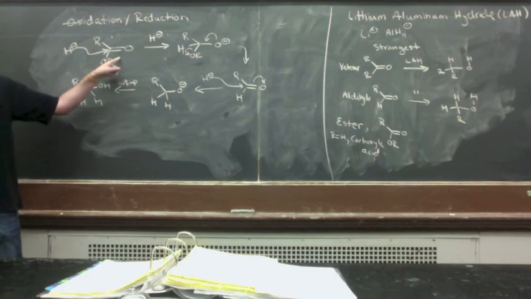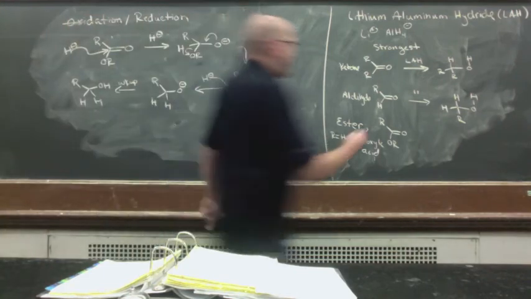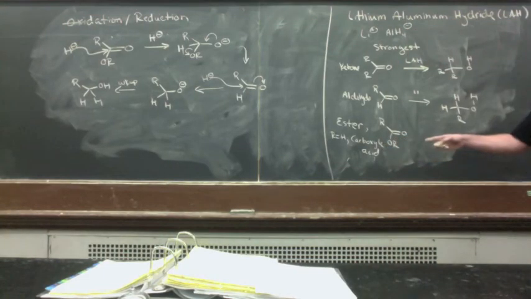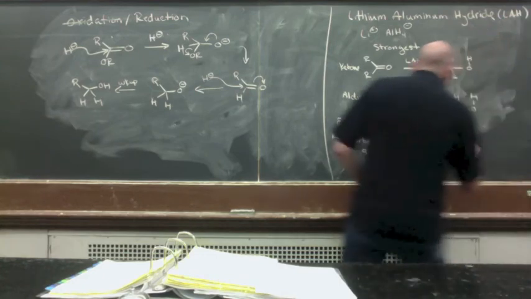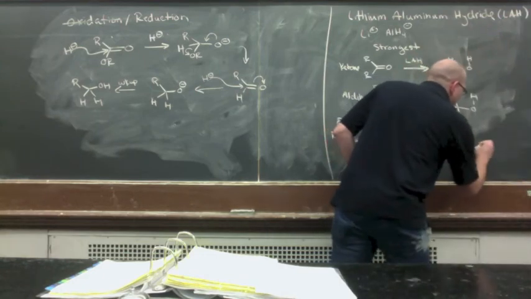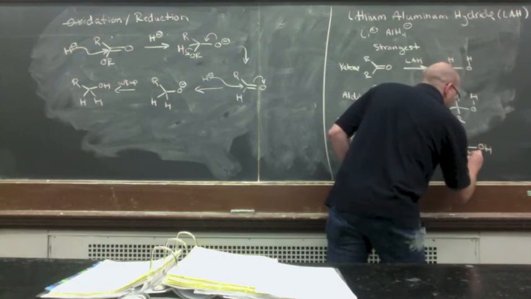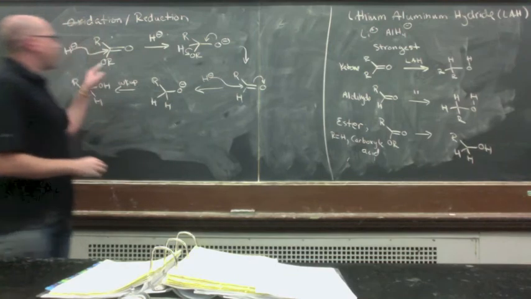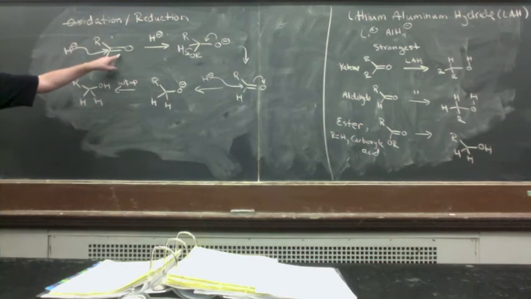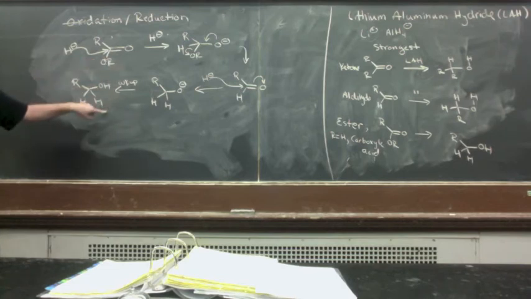So the point is that if you take either an ester or carboxylic acid and you treat it with LAH, you're going to go down to the primary alcohol. Okay? So this is important, right? This ester is actually less reactive than the aldehyde, so it's just going to go all the way down.